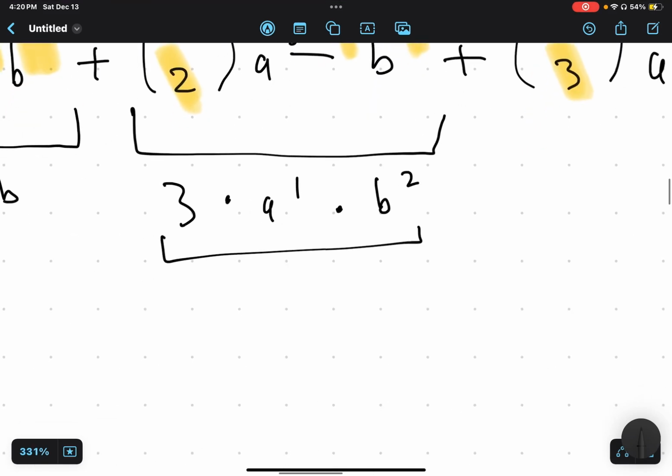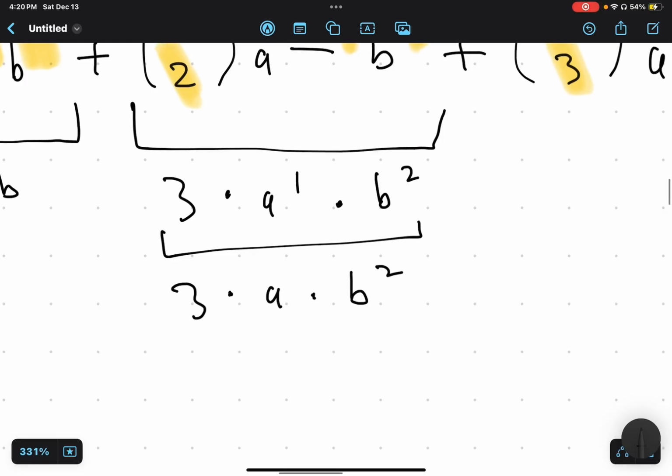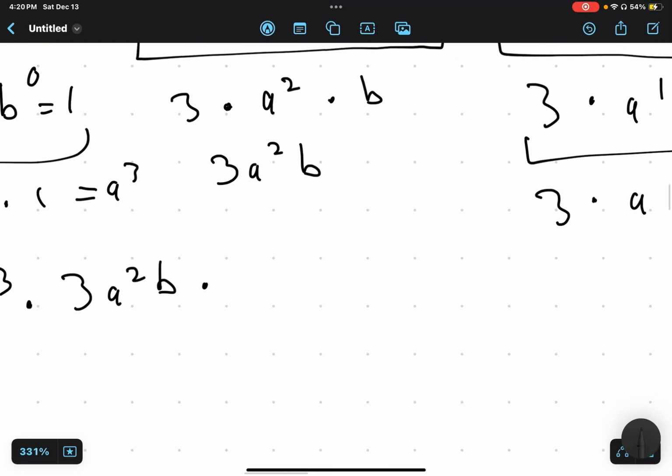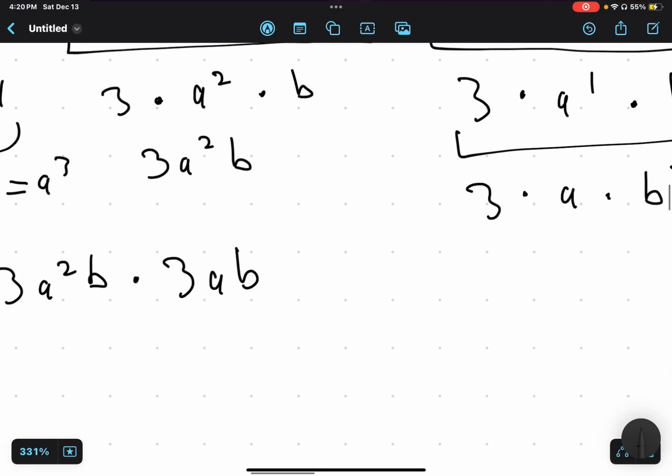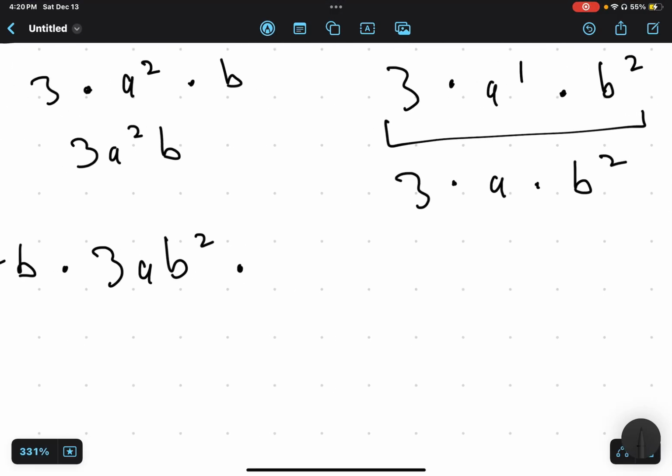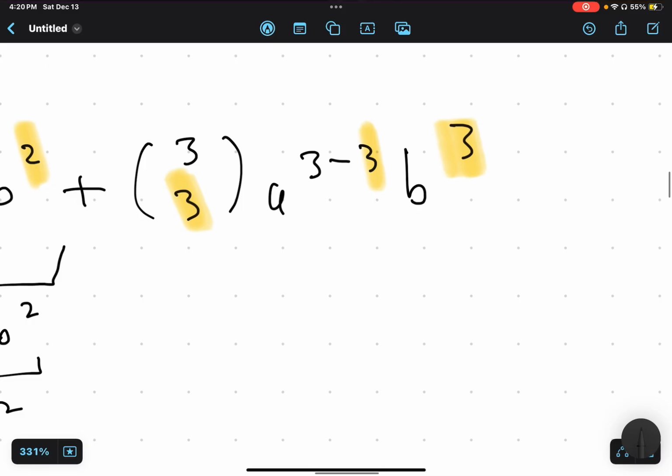So this right here is going to be 3 times a, because a to the power of 1 is a, times b squared. So what is that right here? We're going to be adding, down here, 3ab squared. Pretty easy if I say so myself. Oh, I forgot the little square, my bad. And then the last and final one.